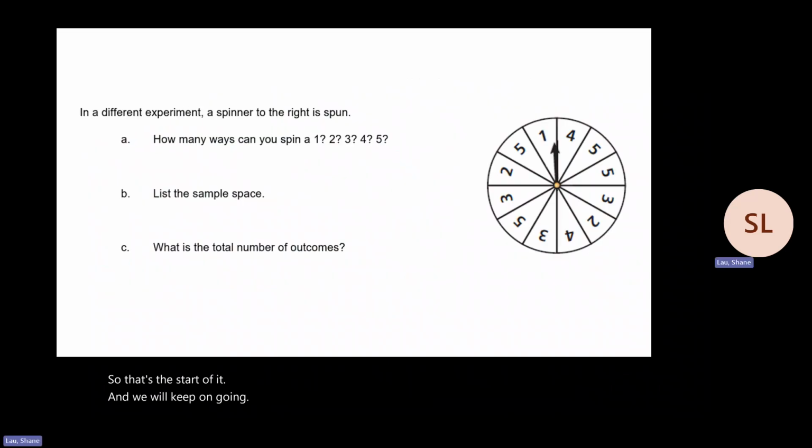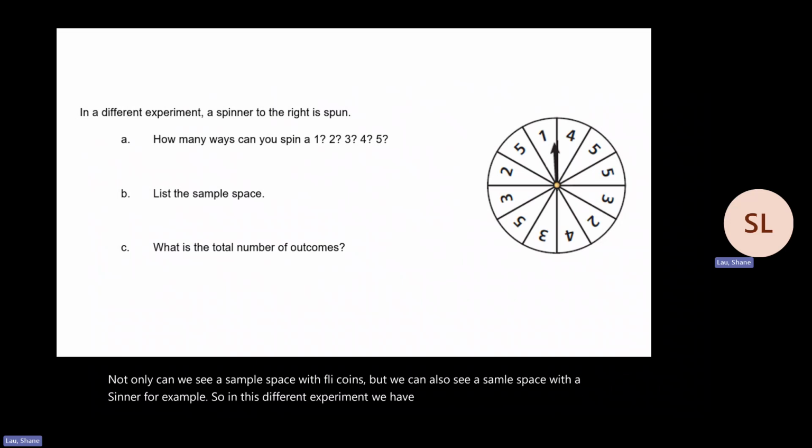Not only can we see a sample space with flipped coins, but we can also see a sample space with a spinner, for example. In this different experiment, we have a spinner to the right. Part A asks, how many ways can we spin a 1, 2, 3, 4, or 5? Well, the easiest way to do it is just to count. Look at the spinner. How many instances do you see a 1? How many instances do you see a 2, et cetera? So we'll go.